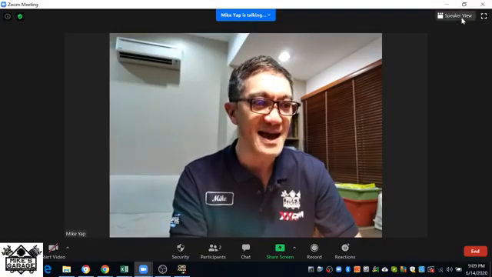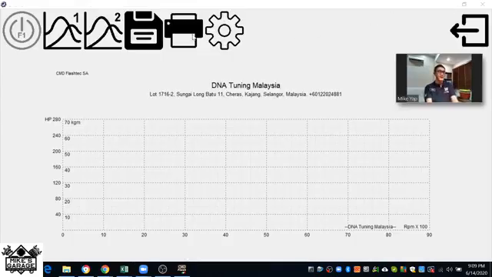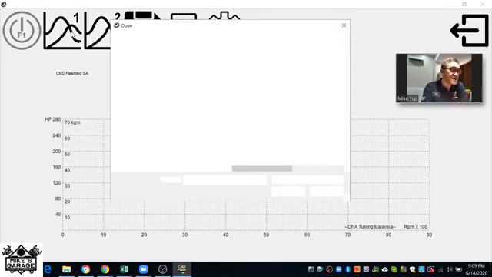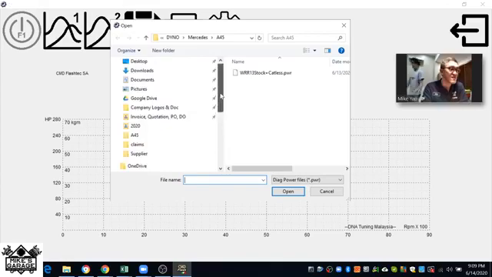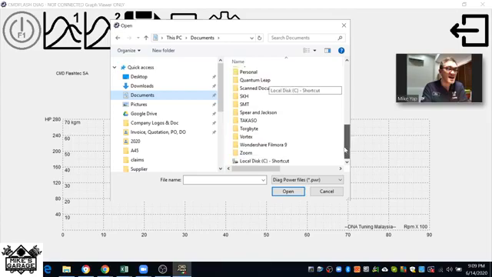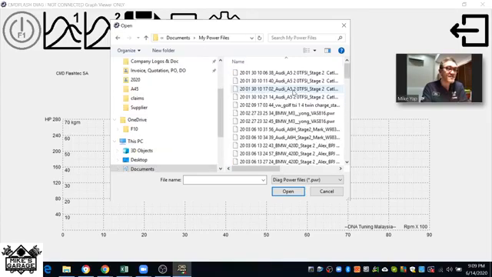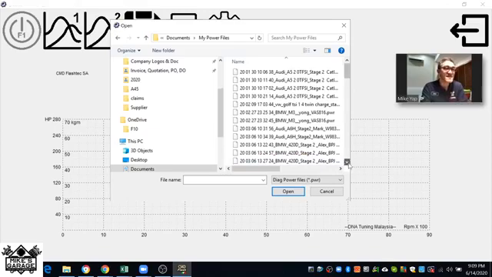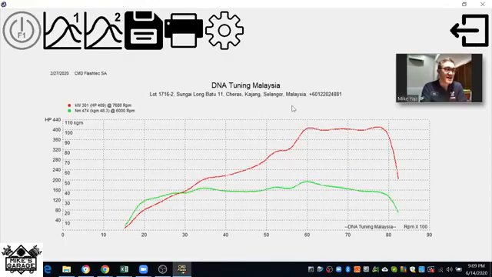Now, what I'm going to do now is pull out one of the dyno charts that I have been doing last week. Let's go to one of them. Just let me pull one of the charts out. Just let me go to my documents and my power files. As you can see here, we have done quite a few dyno runs here. Let's look at one of them from the M3.